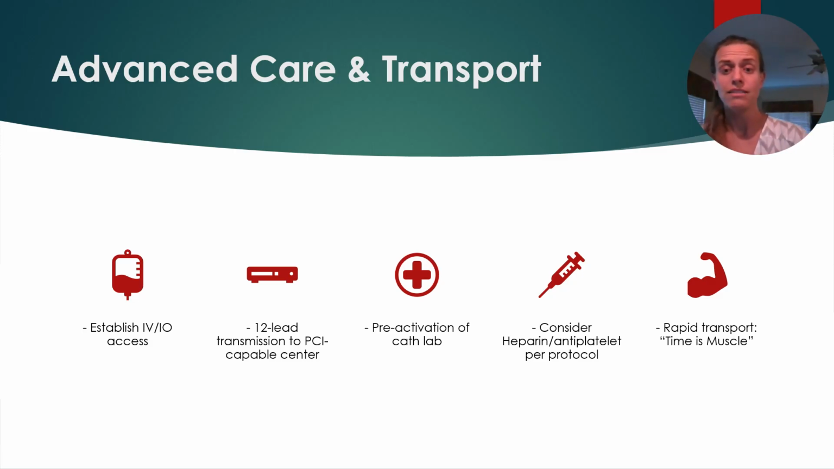Personally, my agency doesn't. And then, of course, we are thinking about our rapid transport. What's that thing I said earlier? Time is muscle. Okay? We want to limit our scene time, stabilize the patient, and transport rapidly. A lot of times, if you can patch them up and get them in the back of your ambulance, a lot of things you want to be doing en route. You don't want to be necessarily getting the IV access, doing the drugs and all that on scene. You can be doing that en route to a PCI-capable hospital, okay?